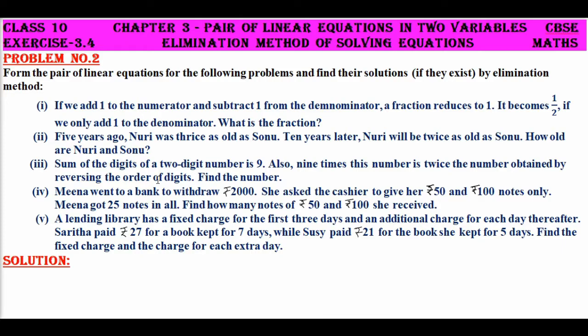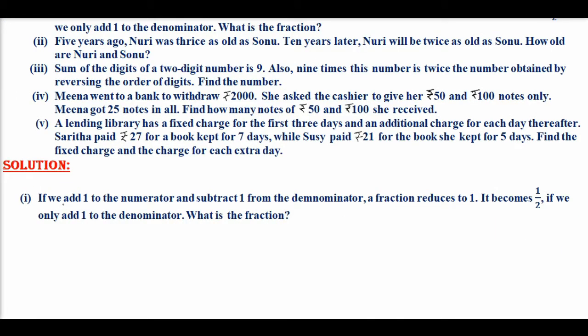First let's see what the first problem is about. The first problem given is: if we add 1 to the numerator and subtract 1 from the denominator, a fraction reduces to 1. It becomes 1 by 2 if we only add 1 to the denominator. What is the fraction? So the given problem is about a fraction.